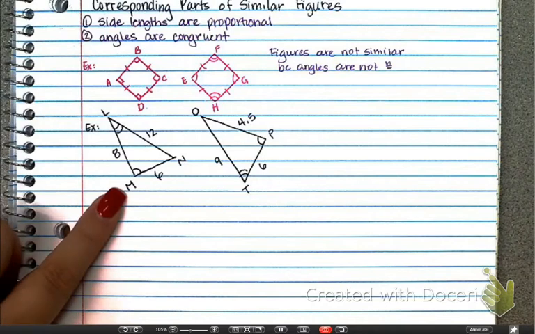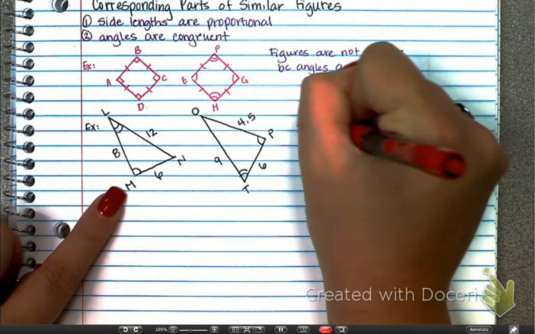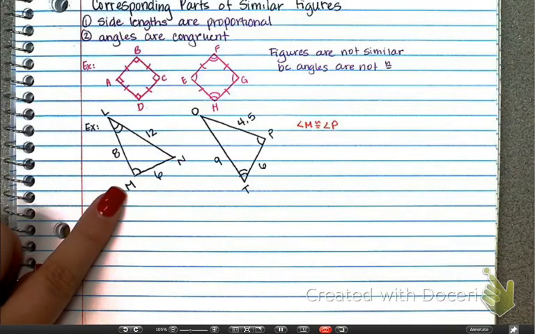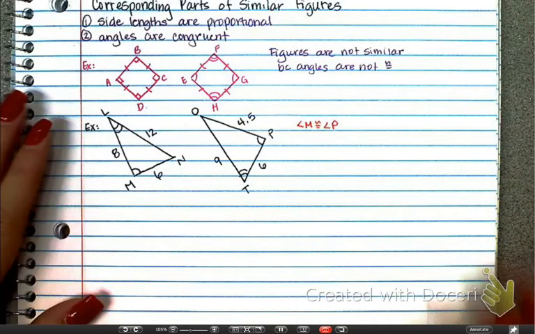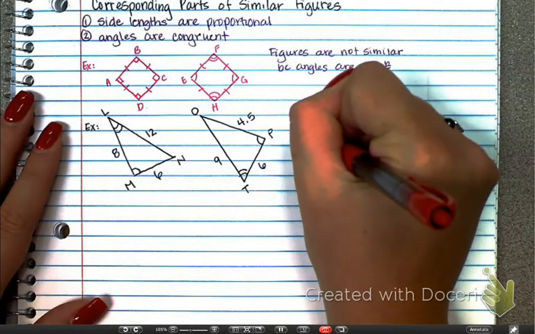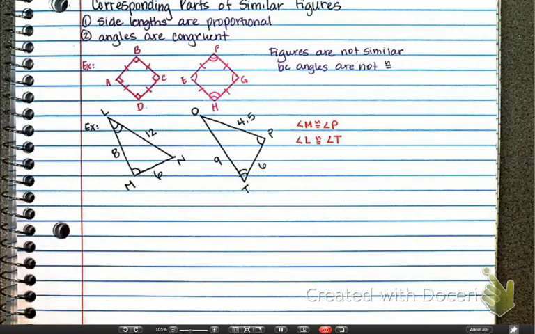Is there an angle congruent to angle M in the other triangle? Yes. Which one? P. Angle M is congruent to angle P because they have the same markings. Are there any other ones that are congruent? T and L. So angle L is congruent to angle T. What about N and O? Yes, they are. They don't have any markings, so that's fine.